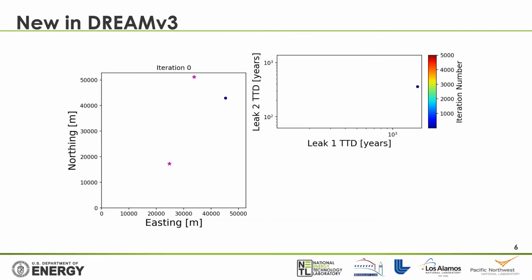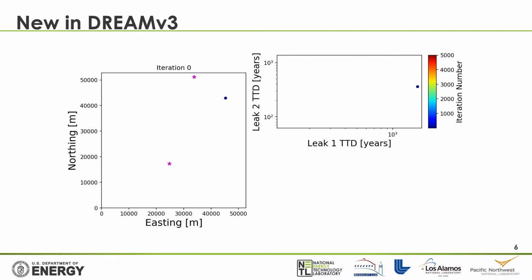Here's a simple example where there are two possible contaminant leaks, these two stars, and this blue dot represents our initial random monitoring well location. In this graph, you can see what the time to detection would be for leak 1 compared to leak 2 for that monitoring location. That means we have two objectives. Ideally, we'd like both of those numbers to be as low as possible and be down here near the origin. Of course, in this pretty simple case, we can just see what the best places to monitor would be, right? It would be somewhere between these 2 points.